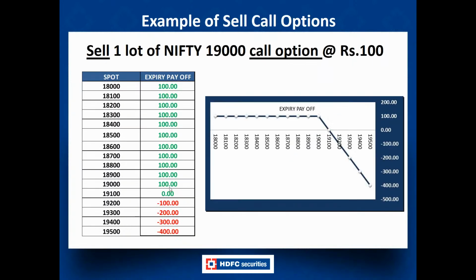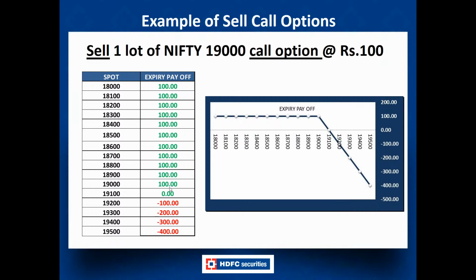So another example, as I told, if you are bearish, either you can buy a put option or you can sell a call option. So here I have a view that Nifty at no cost would go above 19,000 level. That means I'm bearish about 19,000 level. So I am selling a 19,000 call option at 100 rupees. Since I'm a seller of an option, I will receive this 100 rupees as a premium.